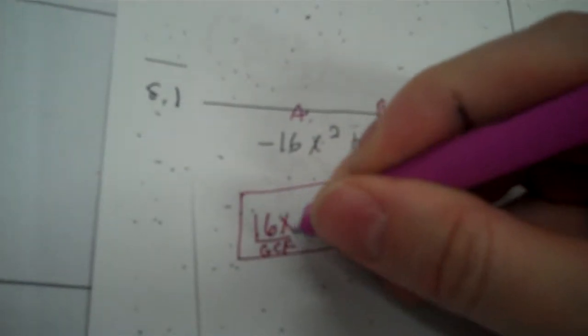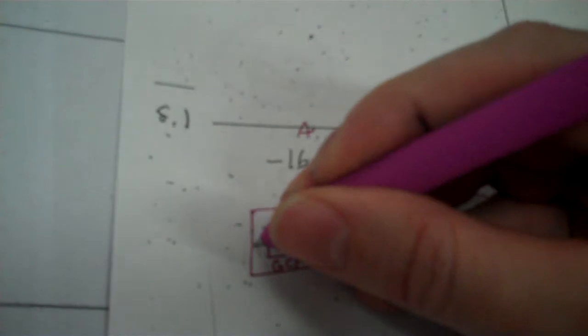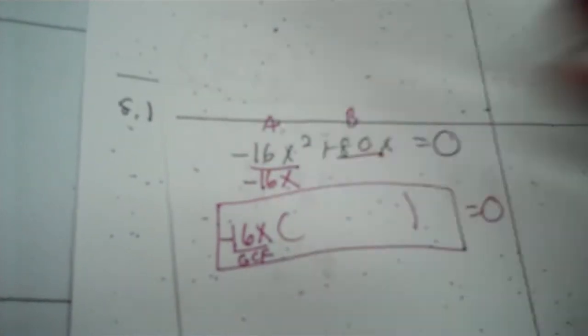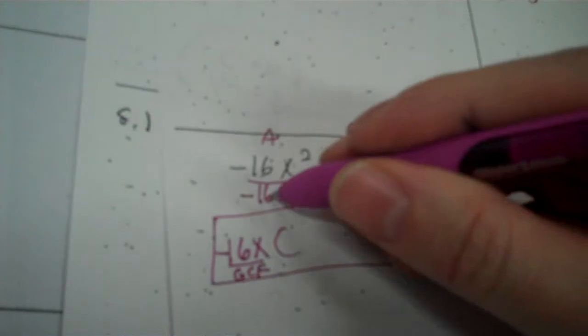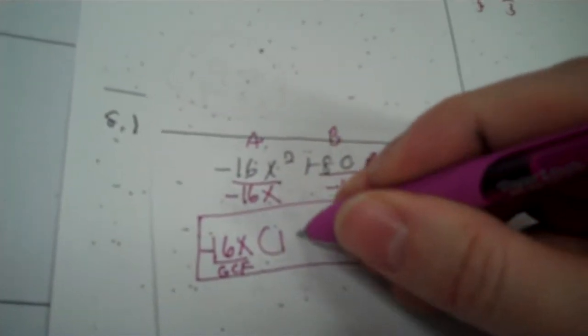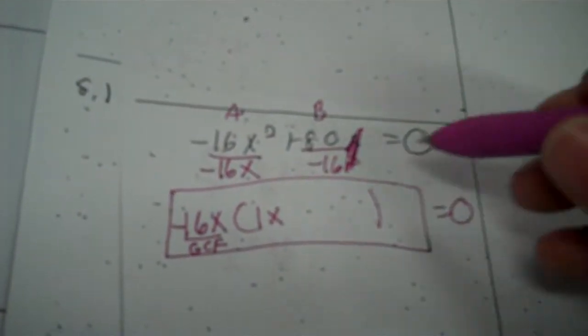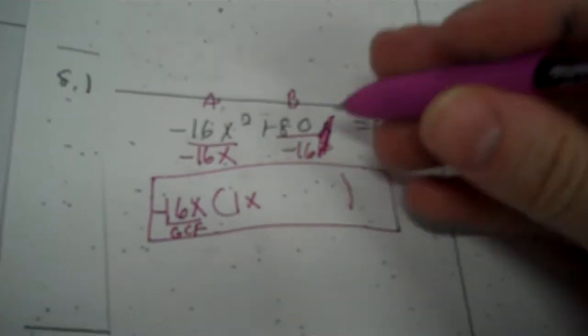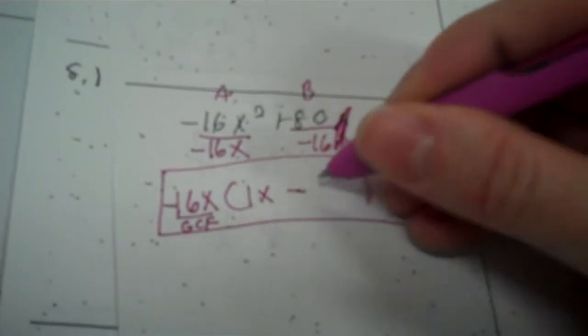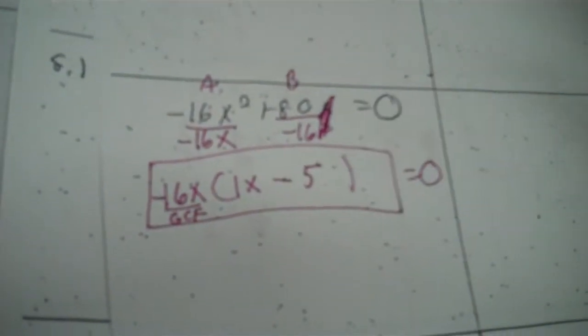Here's 16, here's 80, so 16 is what we're rolling with x. Now also, if the sentence has a negative in the beginning, you need to make your GCF negative, okay? So then I divide by negative 16x. That's 1 with x. X squared divided by x is always x. Then positive 80 divided by negative 16 is negative 5. So I don't want to write plus 5, it's minus 5, because when you add a negative, that's like a minus.